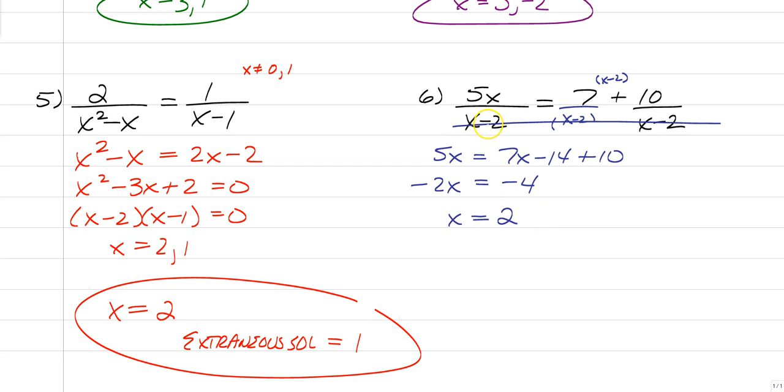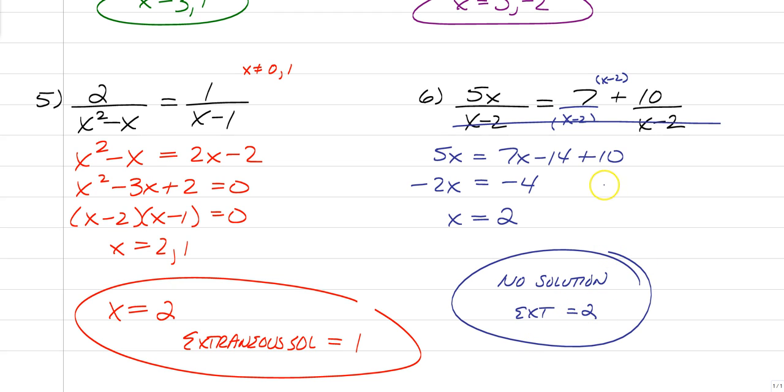And if you were to go back and look, x is not allowed to equal 2 because that would create a 0 in the denominator. So this is an example of no solution with an extraneous solution of 2. Okay, so x is not allowed to equal 2 here. That was the only thing we got, so he's extraneous. Okay, so always make sure you check the denominator.